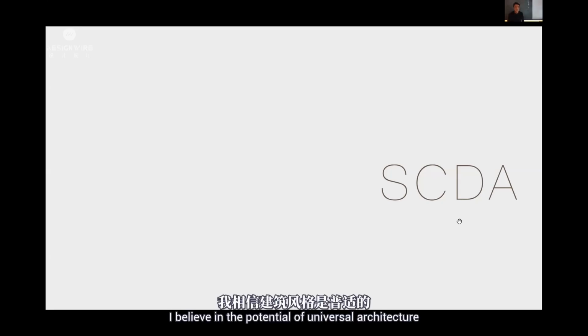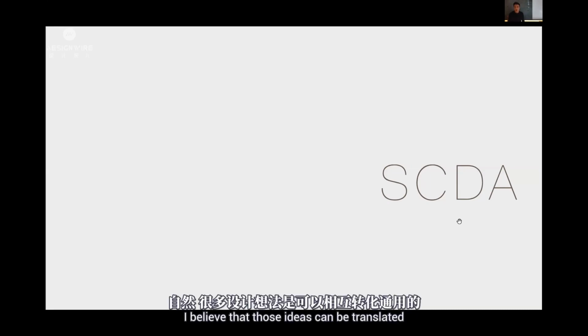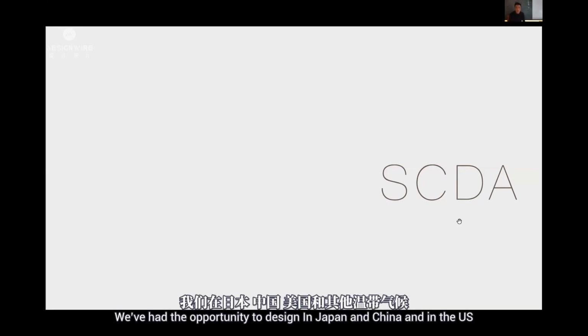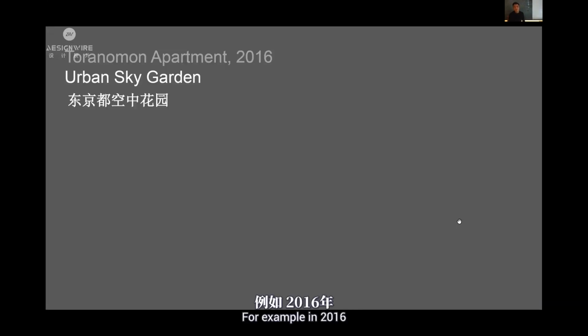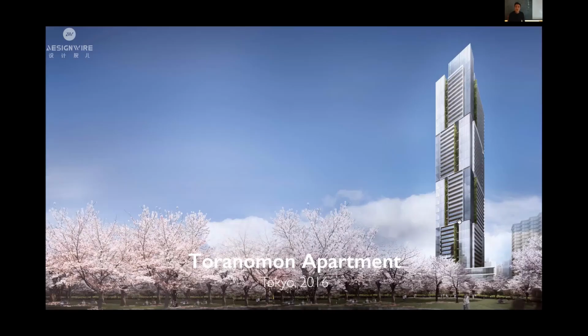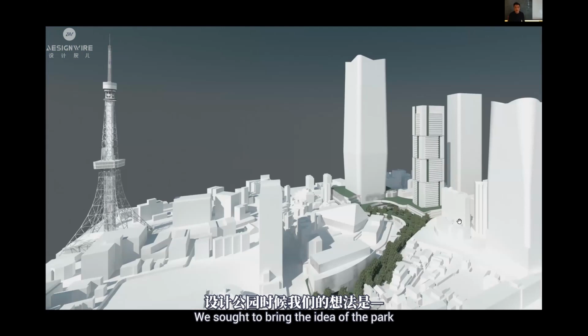Yeah, I believe in the potential of universal architecture. I believe that those ideas can be translated. We have had the opportunity to design in Japan, in China, in the US, and other temperate climates. For example, in 2016, this project in Tokyo, we sought to bring the idea of the park.